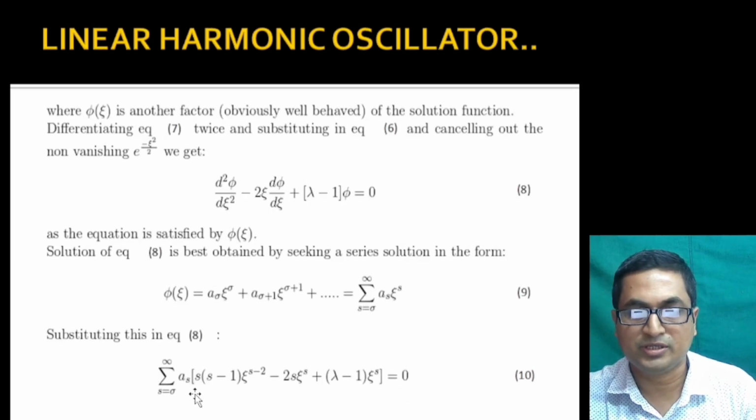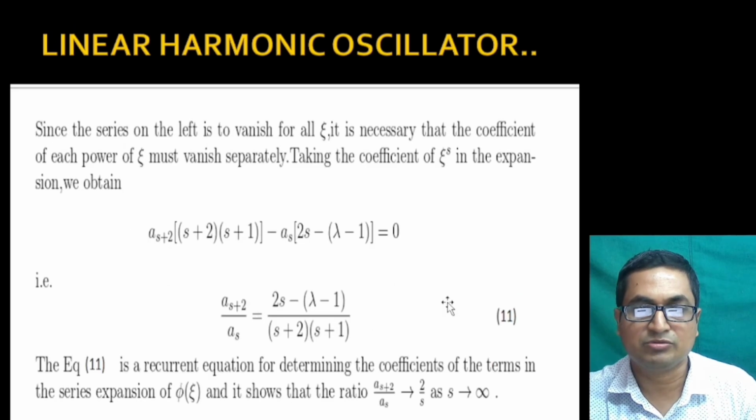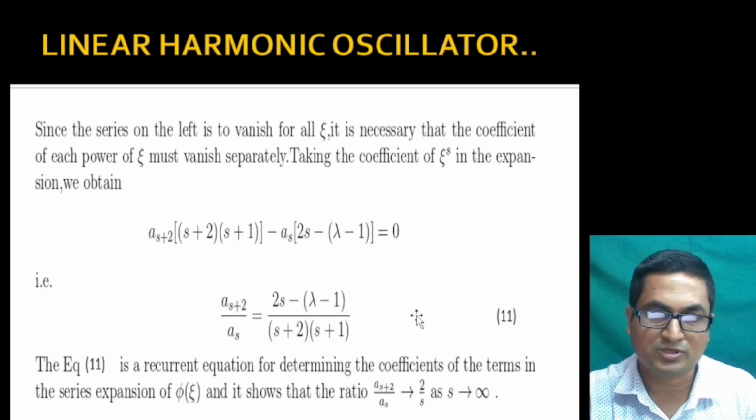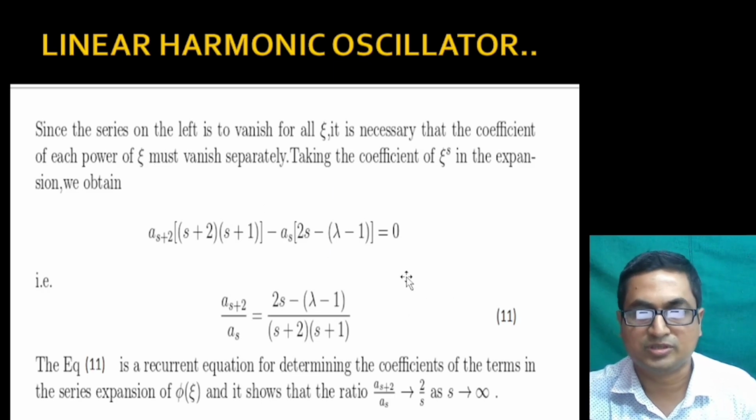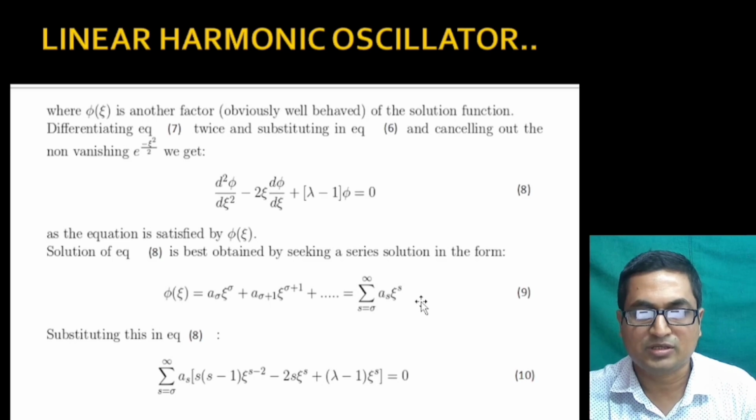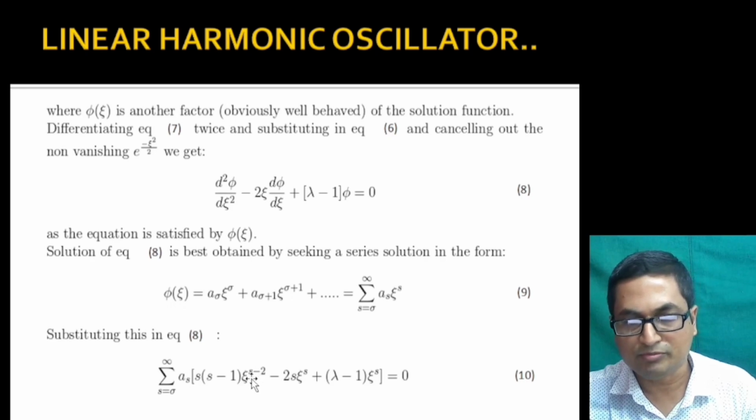Now it's clear that the right hand side of equation 10 is 0, so all these terms must lead to 0. The coefficient of each power of xi must vanish separately, because they have different coefficients. One thing to note is that this xi has a power of s, this xi has a power of s, but this xi has a power of s minus 2.